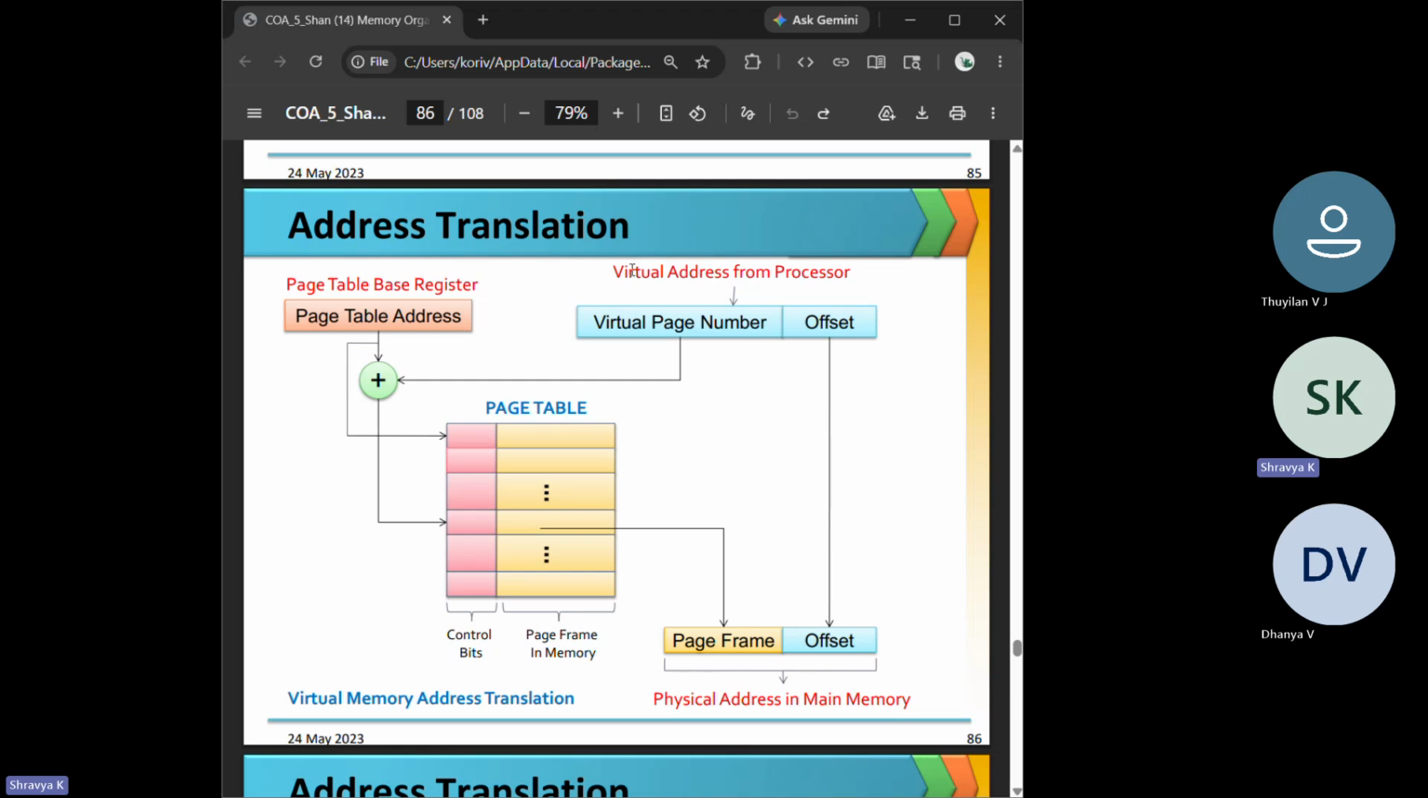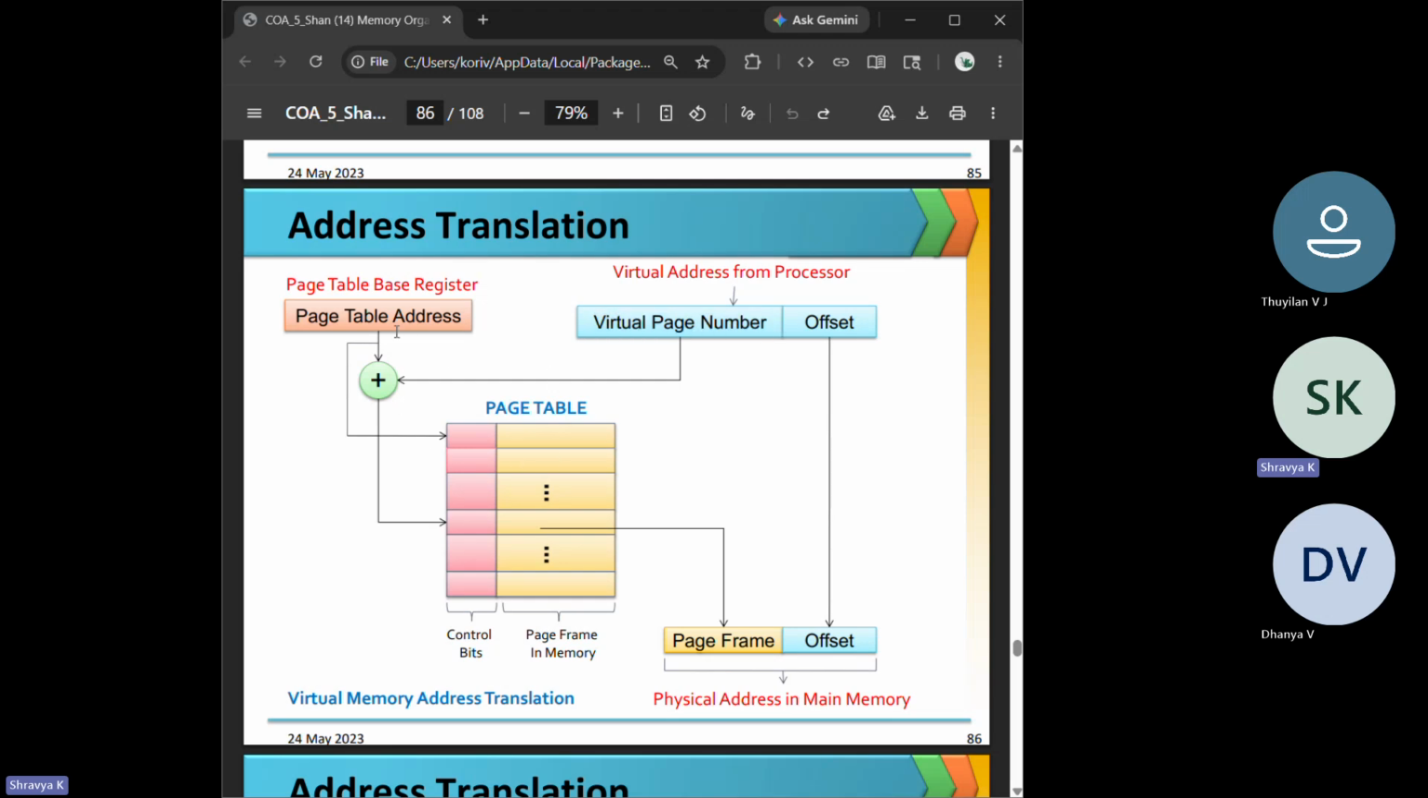You get the virtual address from the processor, along with a virtual page number and an offset, right? So you get a page table register over here with a page table address. Once you add the virtual page number to the page table address, you will get the index in the page table, right? You can think of this like you don't know where in the memory the page table exactly is, and that is why you need the address, right? So this is like the index within this, right?